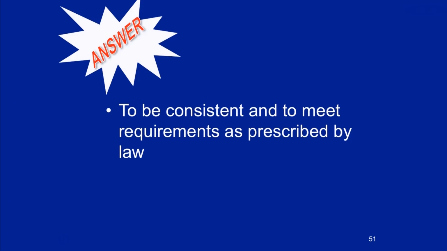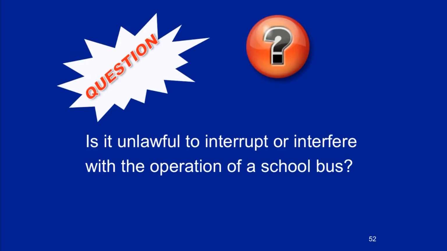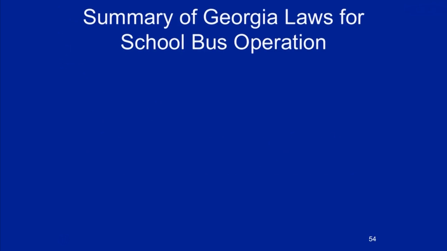Again, you want to be consistent as a courtesy to that. Again, the law requires that to the extent that we can, we always are going to want to run the route the same way as it's prescribed by the school district to be run. Why do you run it the same way every day? To be consistent and to meet requirements as prescribed by the law. Is it unlawful to interrupt or interfere with the operation of a school bus? Absolutely.